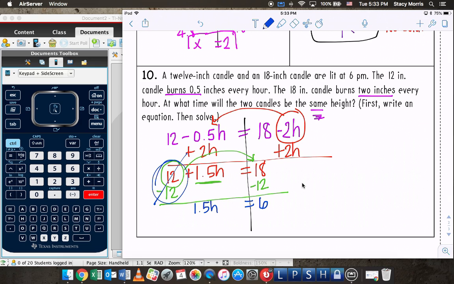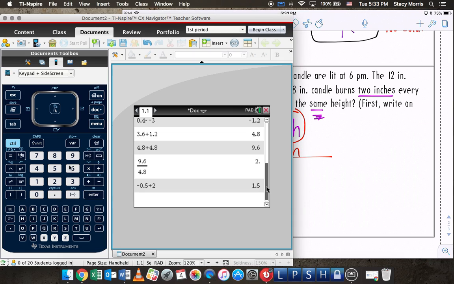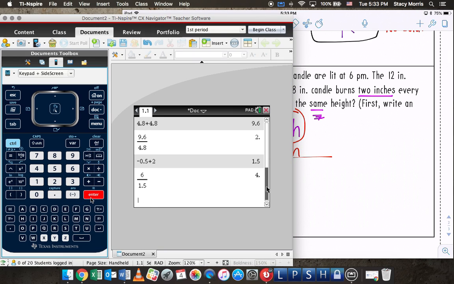And then our last step is to get our variable by itself. So this 1.5 again means times h. So we want to do the opposite. So we're going to divide by 1.5 on both sides. So we're going to be left with h equals 6 divided by 1.5. So use your calculator. 6 divided by 1.5 is going to be 4.